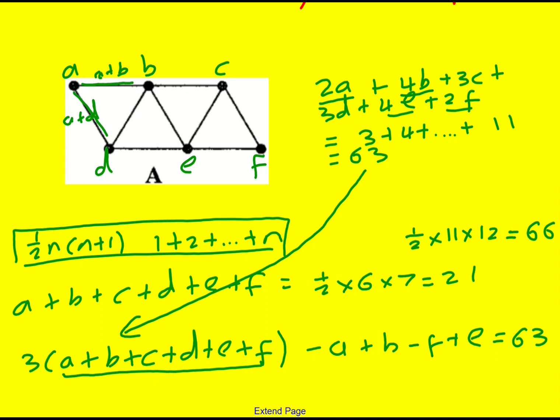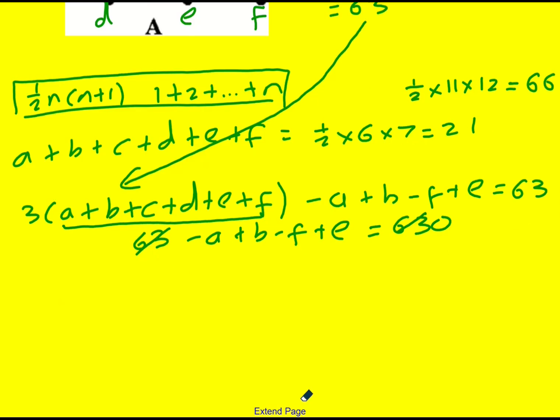So finally, I had to minus A plus B minus F plus E to make it all work out. So then I've got 63 minus A plus B minus F plus E equals 63. These are going to cancel. And what I've found out is that B plus E must equal A plus F. They must be the same for me to have a solution.